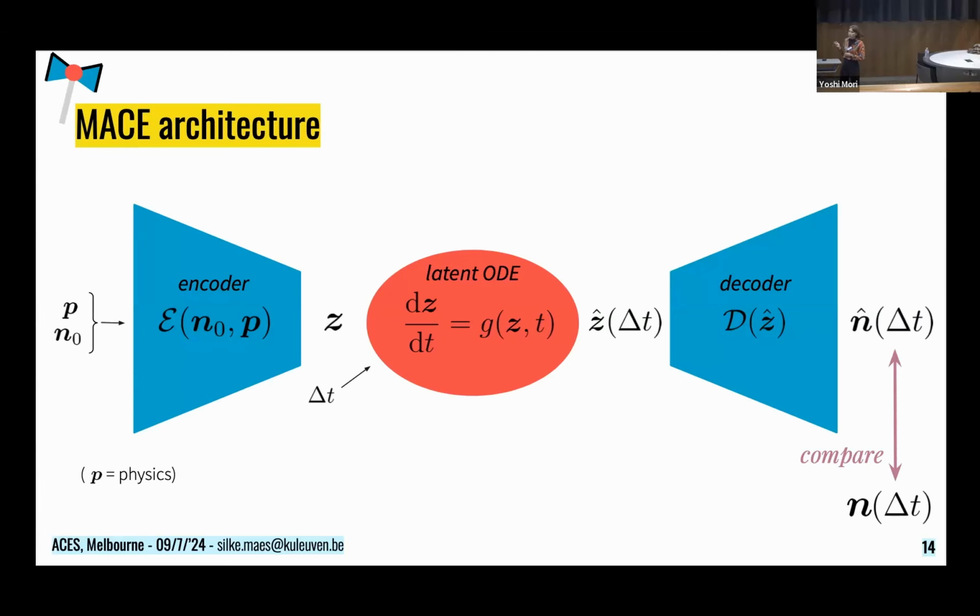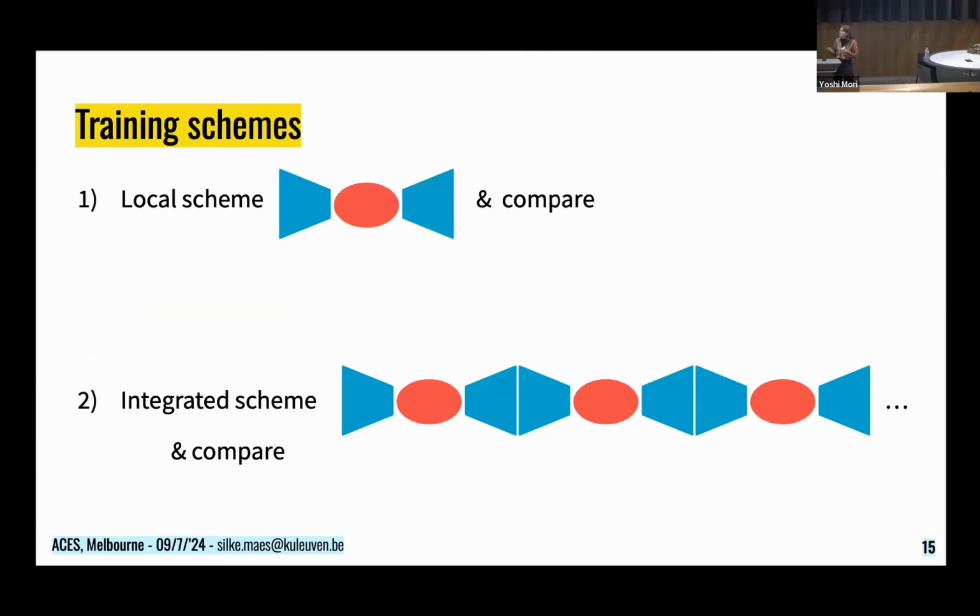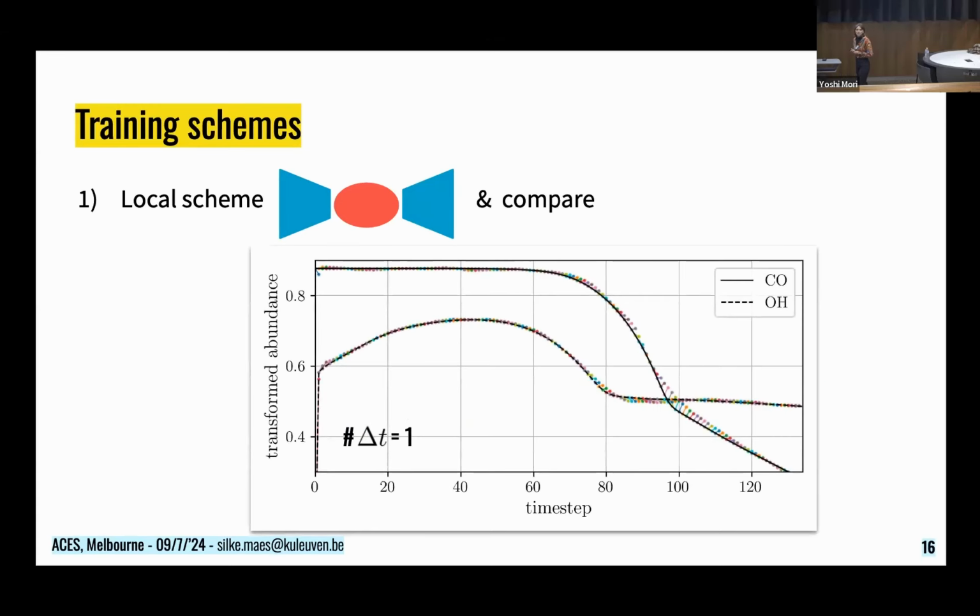All right, for the training, we explore two different methods. The first one is a local training scheme, and the other one is the integrated training scheme. So let me start with the local one. What do we mean by training in a local scheme? In this plot, you can see the abundance profiles of two common species, which are the black lines. The colored dots are the predictions after one time step by using MACE. So the number of time steps we use here is only one, and that's why we call it local, because we only train on a local point in time.